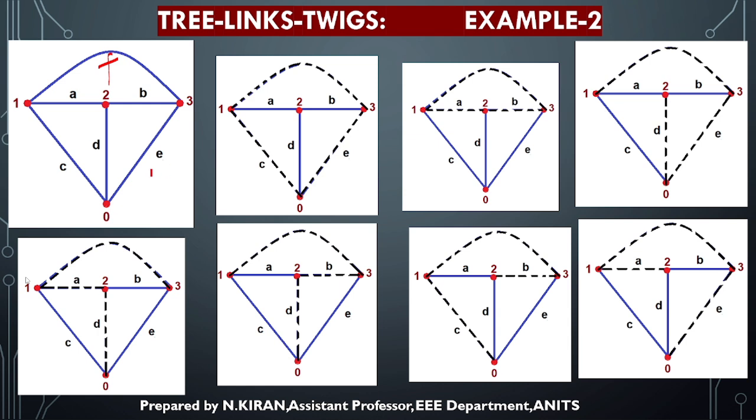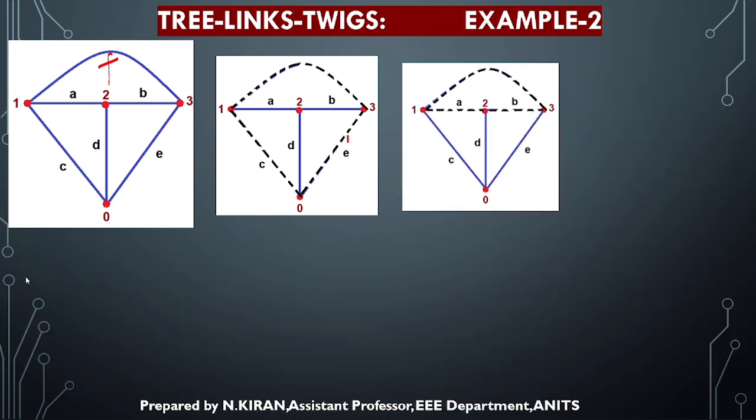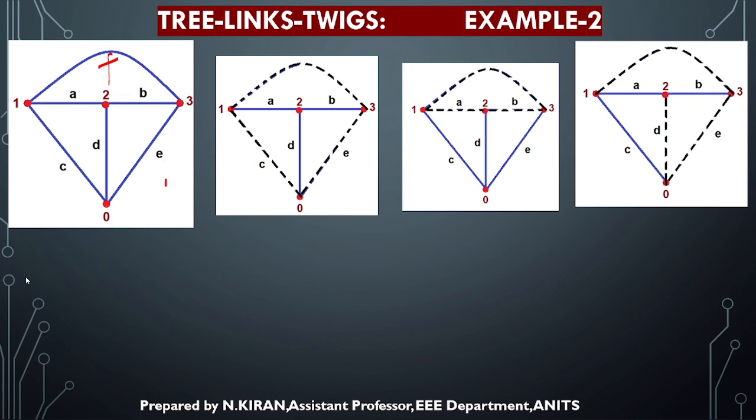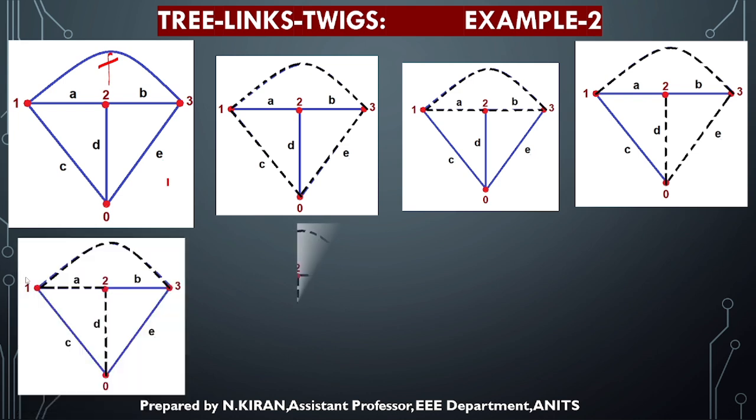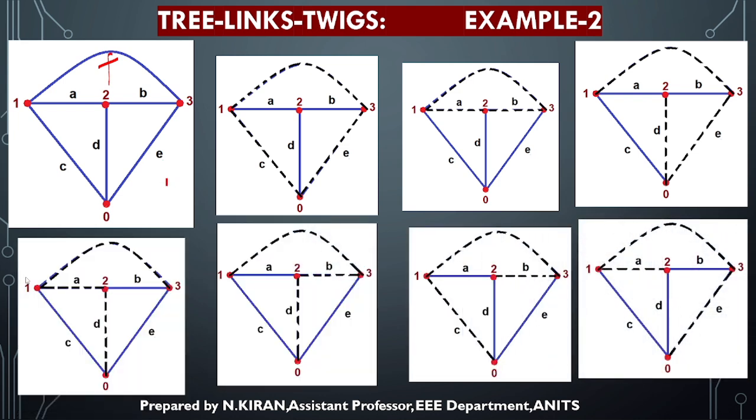These are all possible trees. You can check whether all the conditions are satisfied. So in this also it is connecting all the nodes, no closed path. In the next example, the blue line indicates the tree. You can check this condition in all the examples. So in all the examples it is containing all the 4 nodes and no closed path exists.